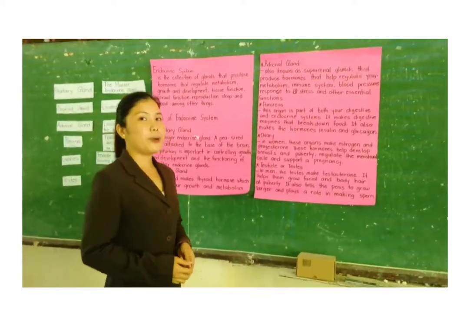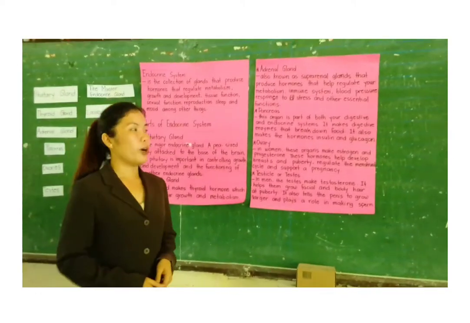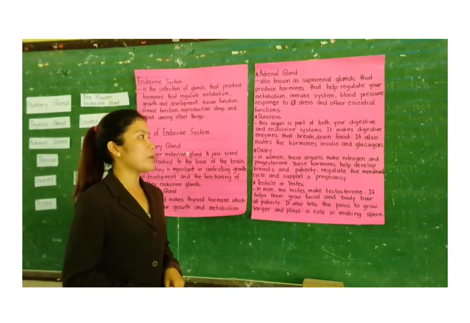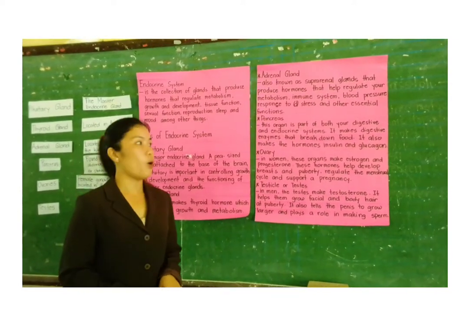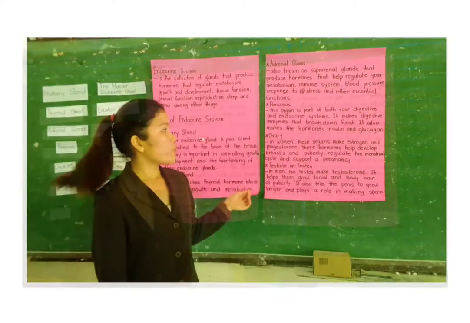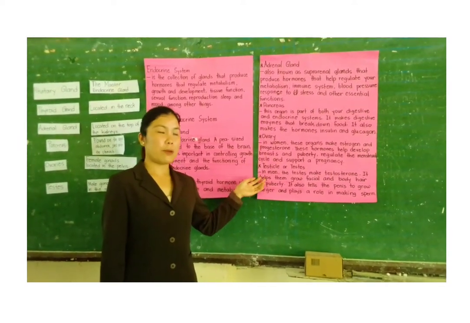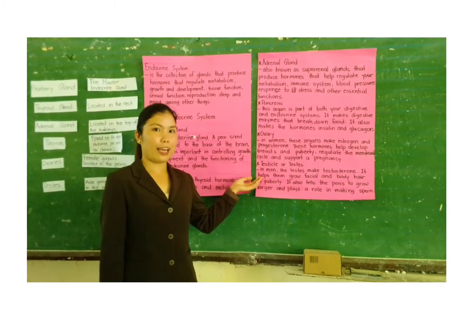So next is the pancreas. This organ is part of your digestive and endocrine systems. It makes digestive enzymes that break down food. It also makes the hormones insulin and glucagon. This insulin and glucagon ensure that we have the right amount of sugar in our bloodstream and cells.